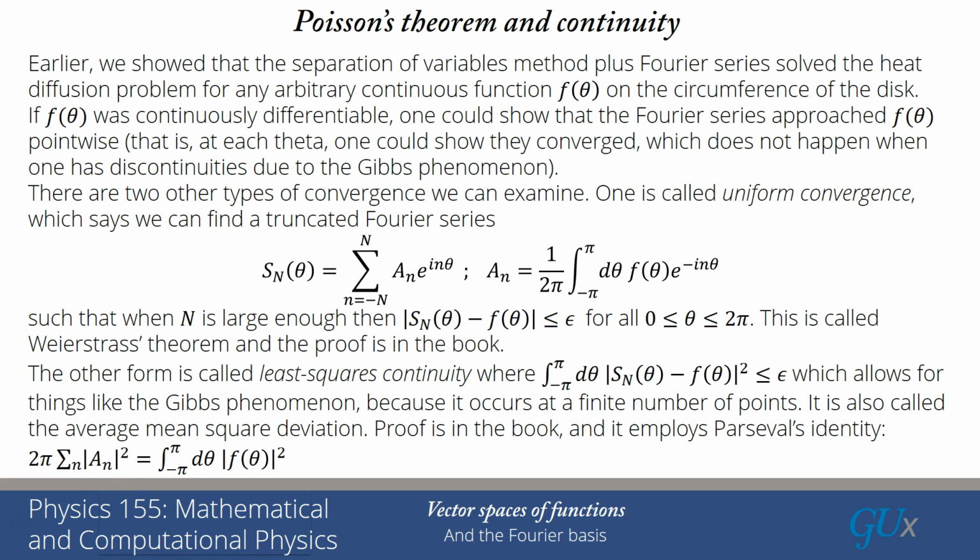The proof of this is in the book, and it employs something called Parseval's identity, which is a very important identity that says that 2 pi times the sum of the modulus squared of the Fourier coefficients is equal to the integral of the modulus of f of theta squared, which is an identity that is, at least when I look at it, certainly not something that is immediately obvious must be true. Okay, that's it for continuity.